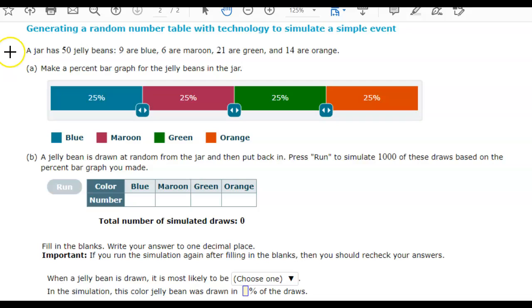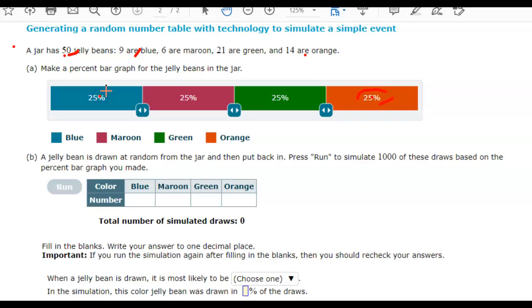So a jar has 50 jelly beans, you guys. 9 of them are blue, 6 maroon, 21 green, and 14 of them are orange. So make a percentage bar graph for the jelly beans in the jar. Well, to me, what we currently have is a 25% and a 25%, 25 and 25. Well, 14 out of 50 is not 25%, right, you guys? 9 out of 50 is not 25%.